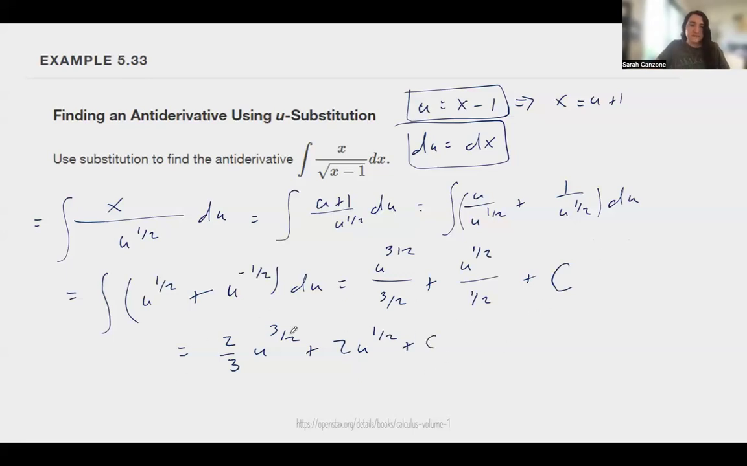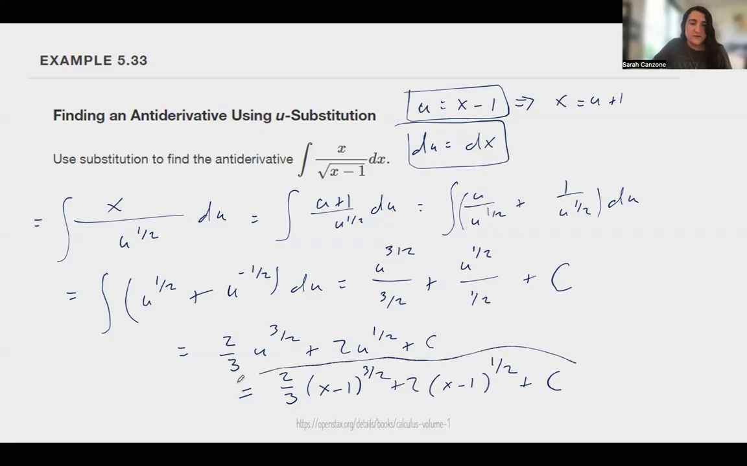Now the last step, again, we didn't have it in terms of u to begin with. We had it in terms of x's. u equals x minus 1, so I need to plug in x minus 1. So this is actually equal to 2/3 (x minus 1) to the 3/2 plus 2 (x minus 1) to the 1/2 plus c. And I can guarantee you 100%, if you looked at that question, you would not expect this to be the answer.